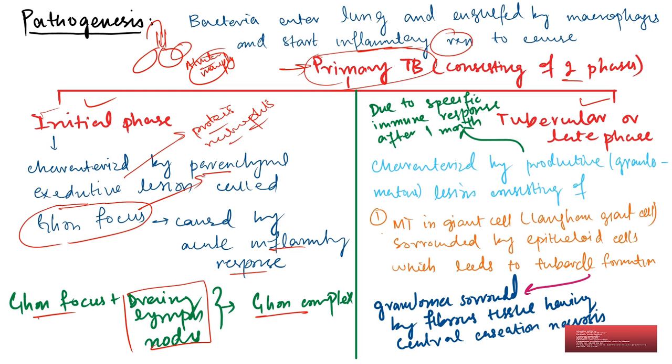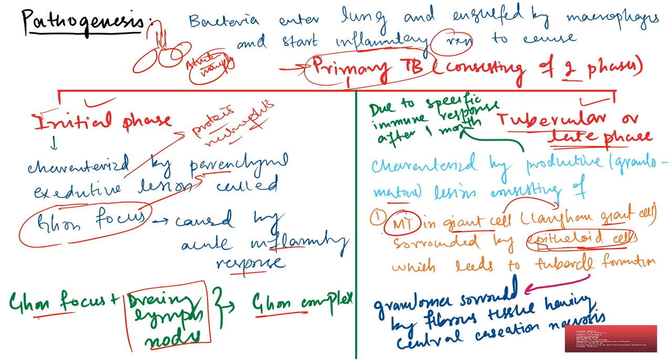Now, talking about the late phase, also called the tubercular phase. This is characterized by the productive or granulation lesion, which consists of the Mycobacterium tuberculosis in the giant cells. These giant cells are also called Langerhans giant cells, as you will see in the picture. And these Langerhans giant cells are surrounded by the epithelioid cells. What are epithelioid cells? They are the activated macrophages, having a shape about like epithelial cells.